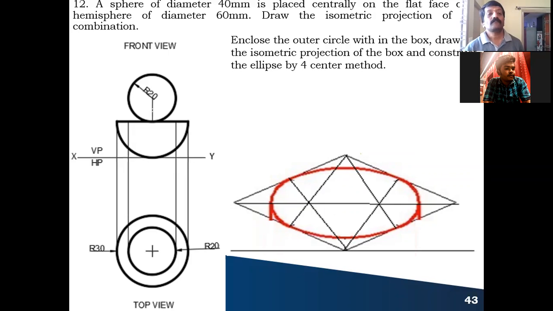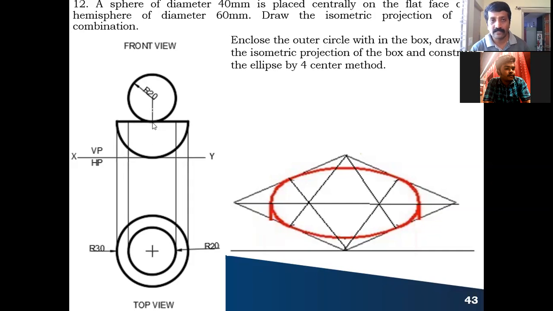And then coming to the front view, you extend the vertical projectors outside the circle like this, and how much height you have to take here? So the hemisphere diameter is how much? 60 millimeter, correct? Half of that is the axis height from the center. How much is it? Half of that means it is 30 millimeter. You take 30 millimeter height here.